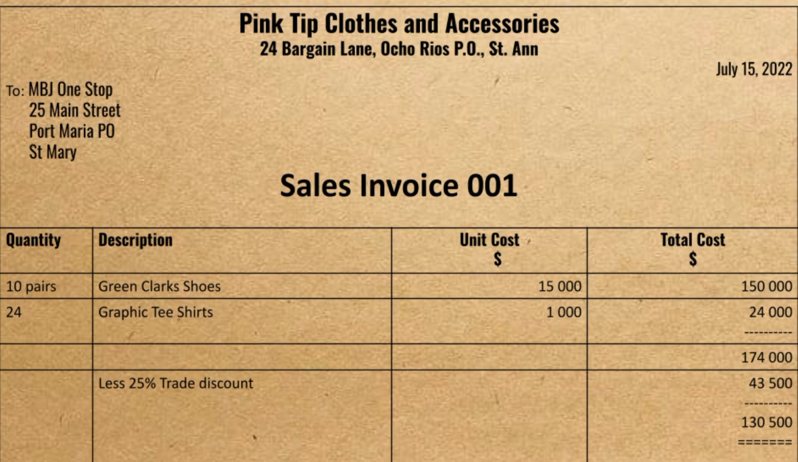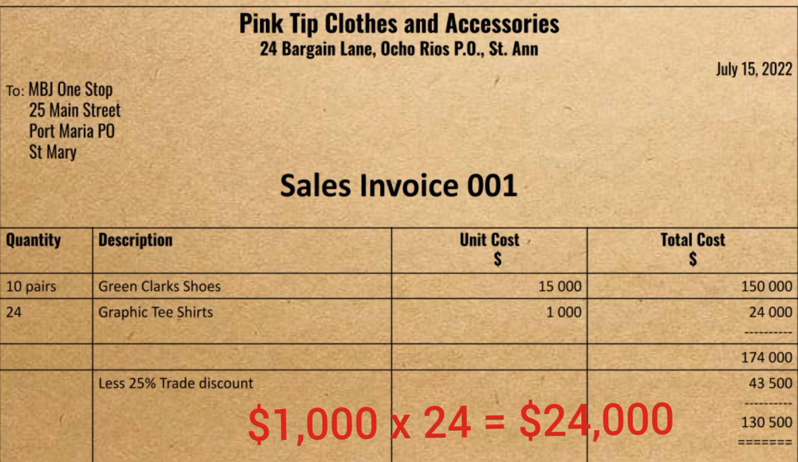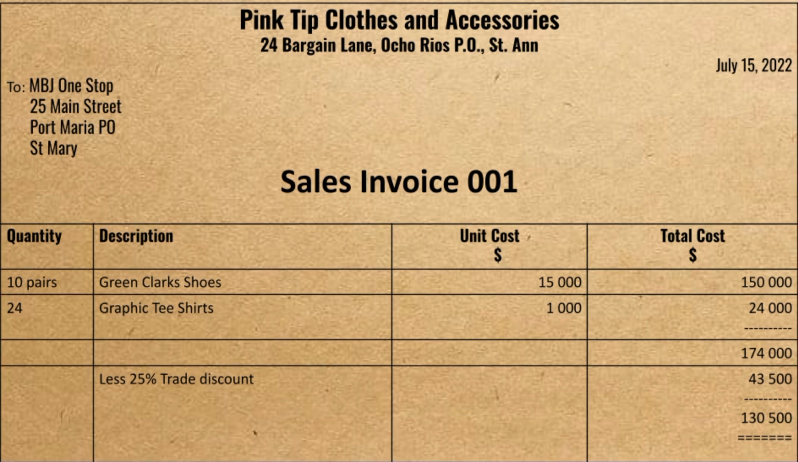In the second line we are selling 24 graphic t-shirts at $1,000 each. What is the quantity? If you say 24, that's correct. What is the description? If you say graphic t-shirts, that's also correct. And the cost for one t-shirt? Great. $1,000? Total cost? $24,000. So we sold 10 pairs of Clarks for $150,000. And 24 graphic t-shirts for $24,000. What is the total amount due to us? $174,000. That's $150,000 plus $24,000.